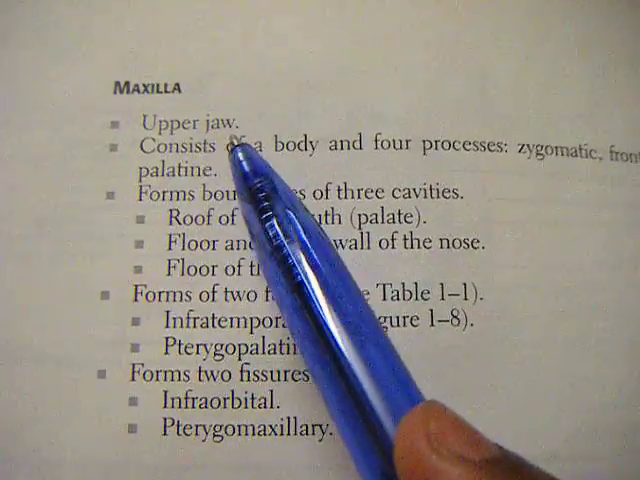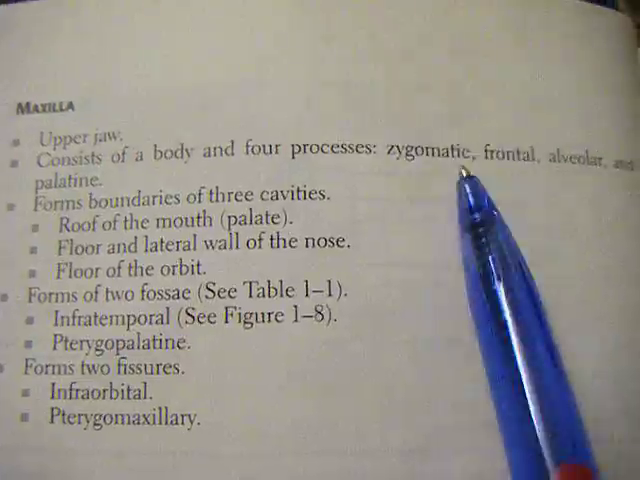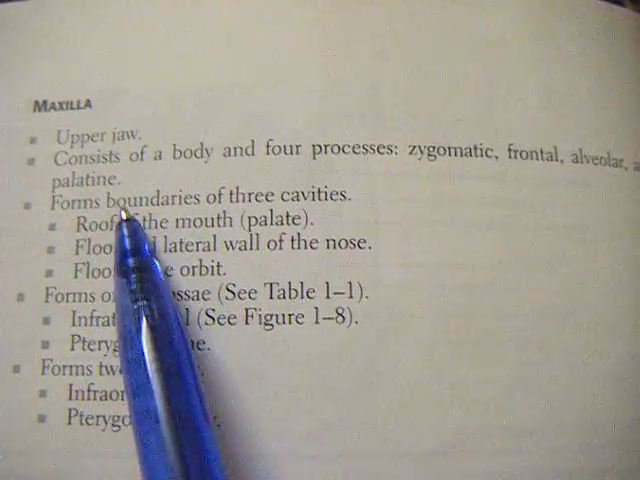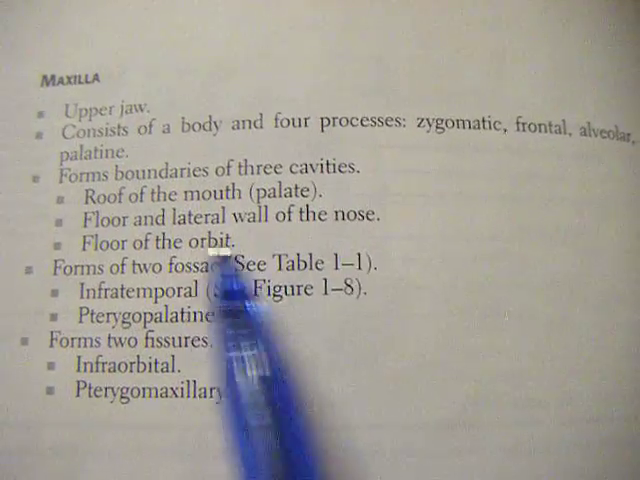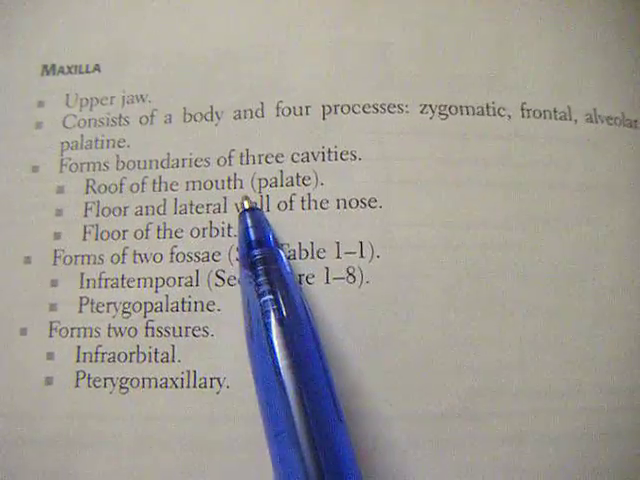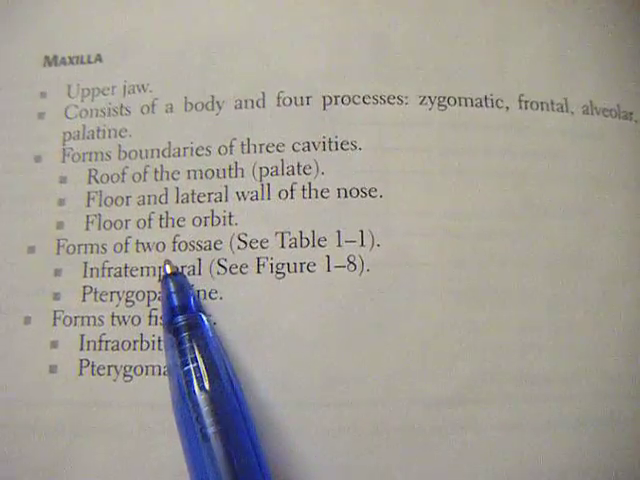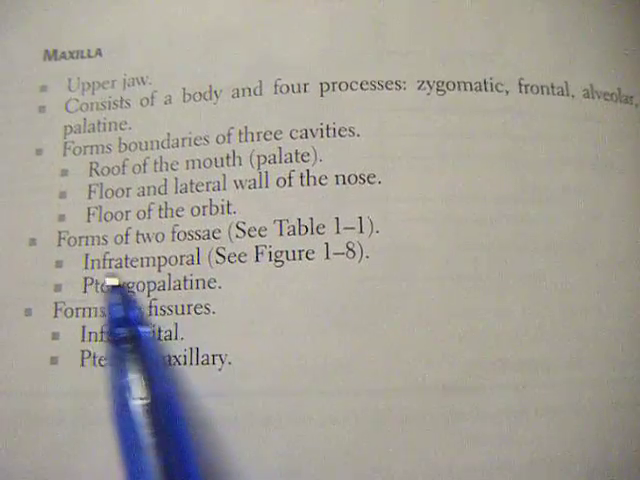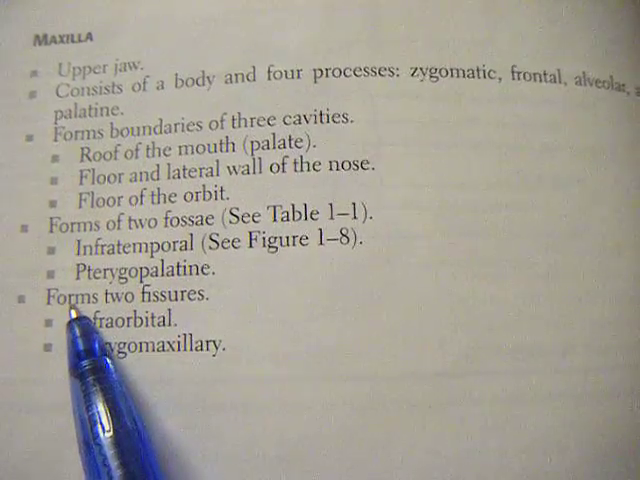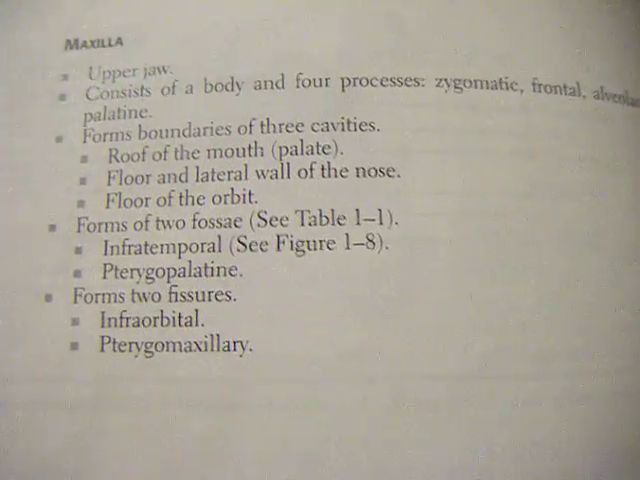Now the maxilla has the upper jaw and it consists of a body and four processes: zygomatic, frontal, alveolar and palatine bone. So these many bones constitute the maxilla. It forms boundaries of three cavities, that is of the mouth, of the nose and of the orbit. So it forms the roof of the mouth, it forms the floor and lateral wall of the nose, it also forms the floor of the orbit. It also forms two fossae: infratemporal fossa and pterygopalatine fossa, and two fissures: infraorbital fissure and pterygomaxillary fissure.